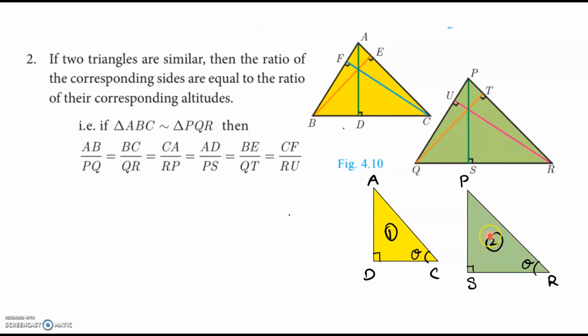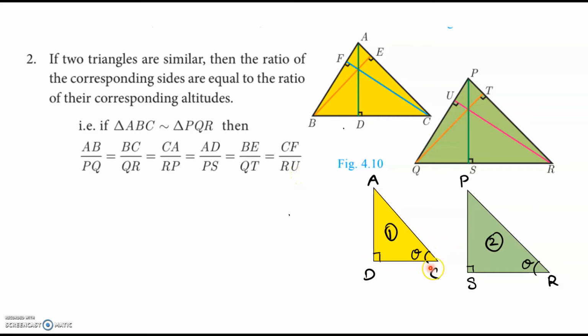Now what are we supposed to prove? We are to prove that the ratio of the sides is equal to the ratio of the altitudes. So the ratio of the sides, AB by PQ, is equal to BC by QR, is equal to CA by RP, is equal to AD by PS, is equal to BE by QT and CF by RU. Okay, so let's cut it short.